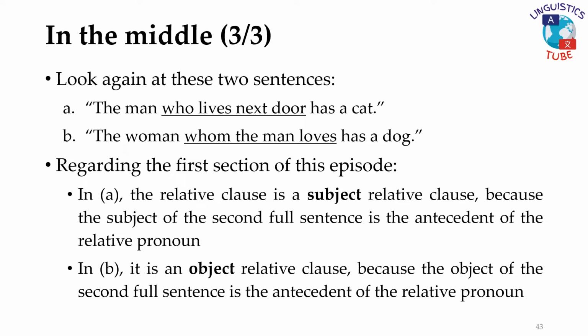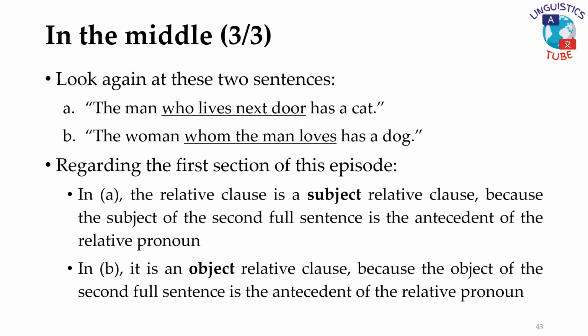2 differences should immediately be obvious. Firstly, the first sentence uses who, whereas the second uses whom. Secondly, in the first sentence, the order in the relative clause is relative pronoun, verb, object, whereas in the second sentence, it is relative pronoun, subject, verb. So, we are definitely dealing with 2 different types of relative clause.